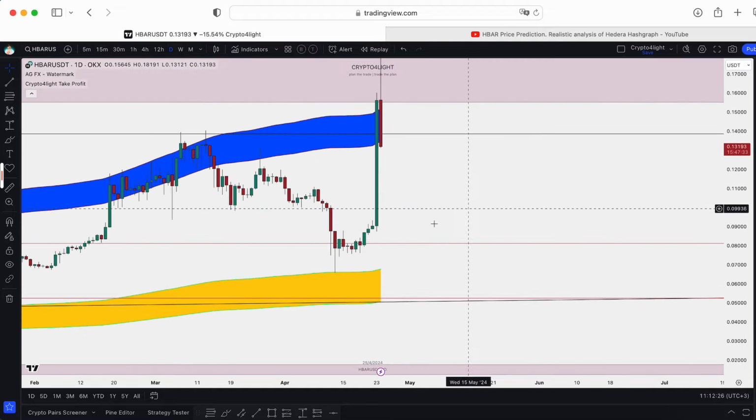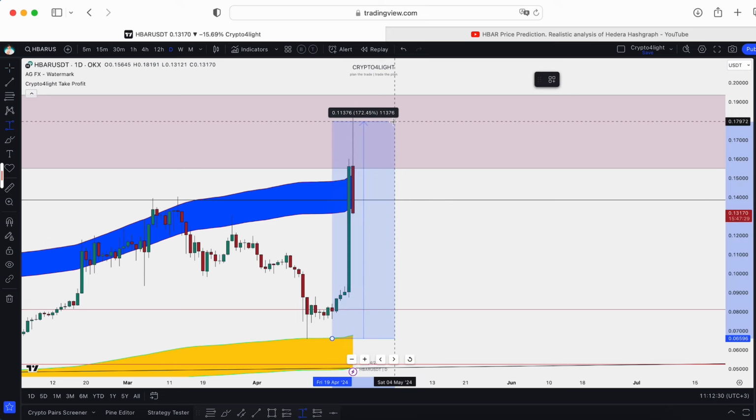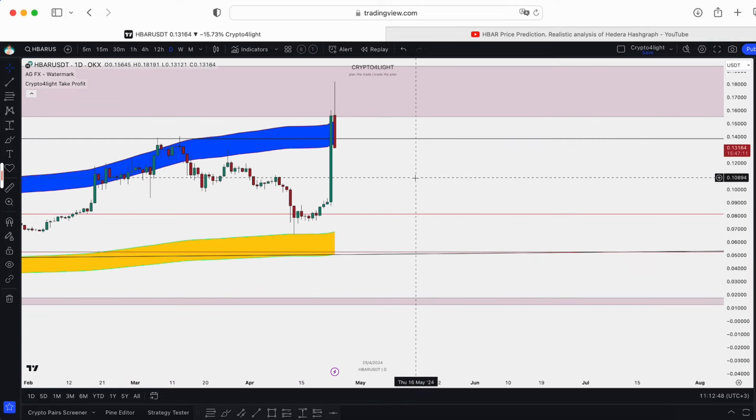On the daily, take a look. Till penny, we retest the buy line. From the buy line, it was a pump of 175%. Simple trade. The most negative scenario we can see is once again a retest of the trend line. It's around 6 cents and 5 cents.